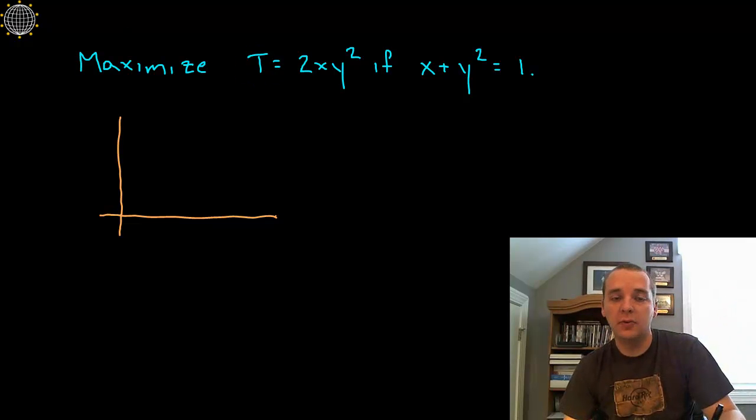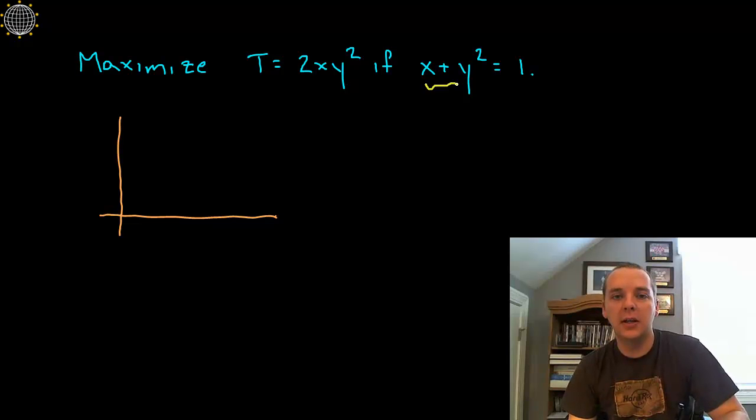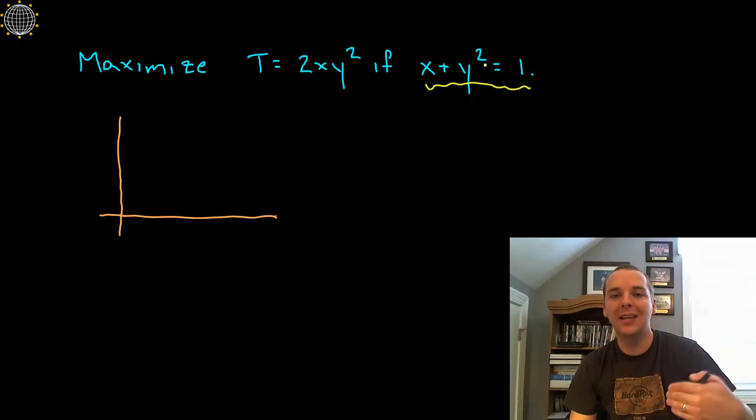Now, if that's all that was said, we'd say, well, okay, just pick a giant x and a giant y and plug them in, and we'll get a giant value for t. 2 times 1,000 times 10,000 squared, or something along those lines, and we'll get a really big t value. Well, we also have this constraint that has to be considered as well, that x plus y squared can't be anything other than 1. And so that really limits your options.